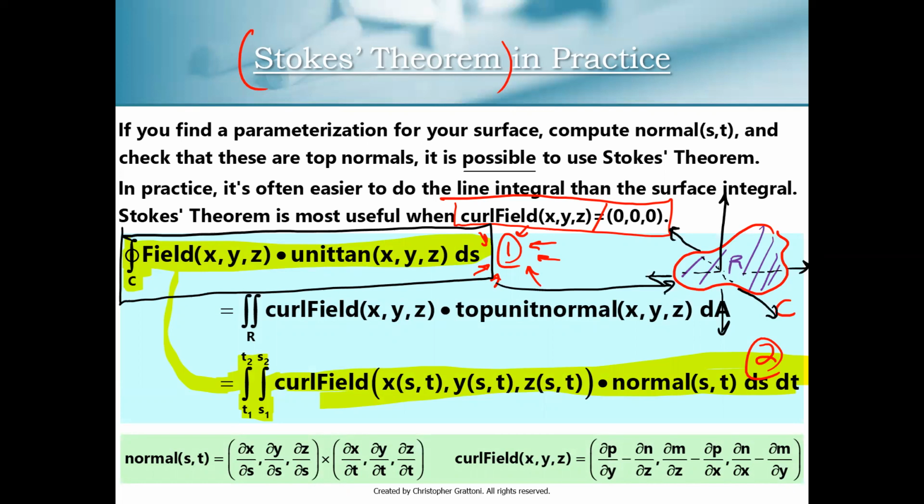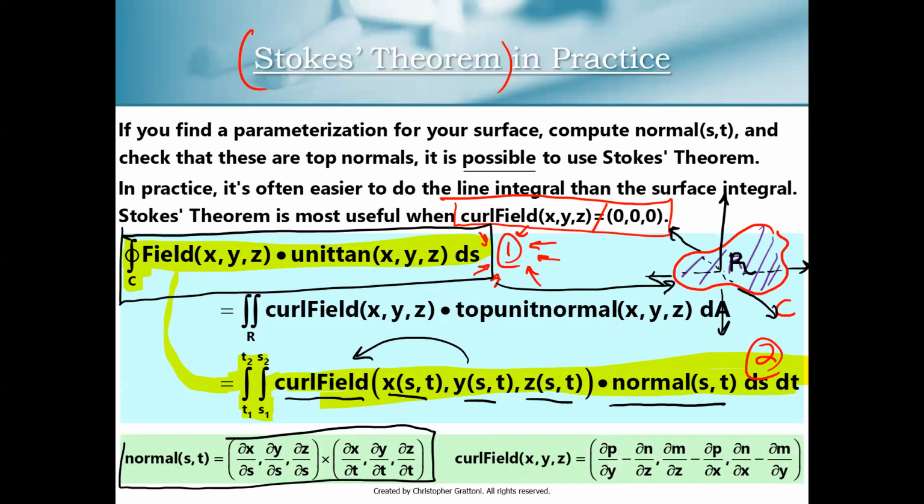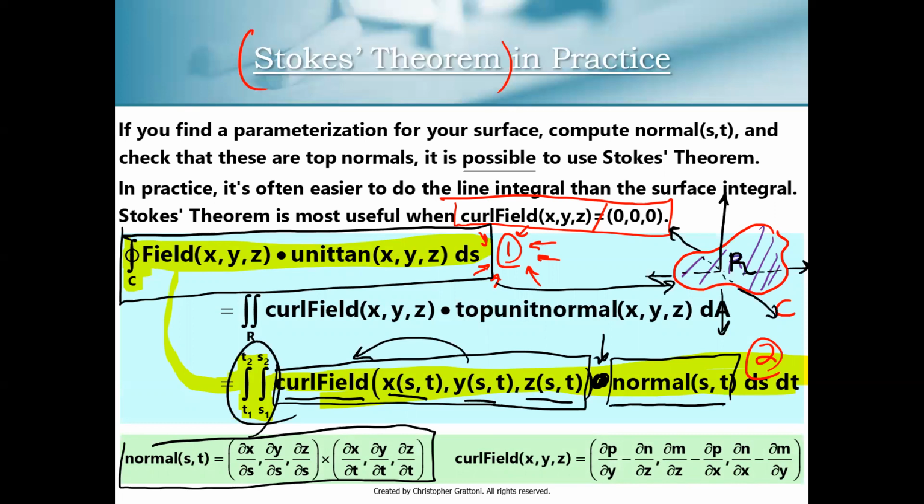You guys are already pretty good at that. Or you could do the work of parameterizing R, and then after you parameterize R, compute the curl of the vector field. Then plug your parameterization x of s,t, y of s,t, z of s,t into the curl formula. Then compute some normal vectors for your surface. Then take the dot product between those normal vectors and curl of x of s,t, y of s,t, z of s,t. And then after you're done with that dot product, you have to compute your surface integral. Well, when I'm faced with those two options, I'm probably going with option number 1. I'd rather just compute a path integral along that boundary curve C.